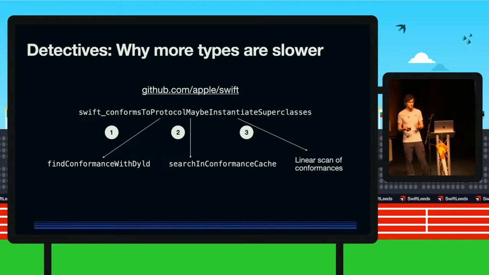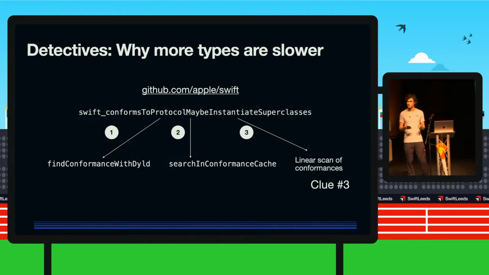The second one is to search in the conformance cache. That's exactly the cache we've been talking about, the one that got 13 times faster with Swift 5.4. But then the third path is a linear scan of conformances. And this is our third and final clue in figuring out what's going on here: a linear scan. It should be like a red flag. It's not something that you want to do for performance.